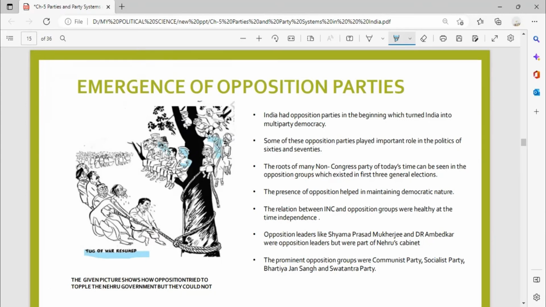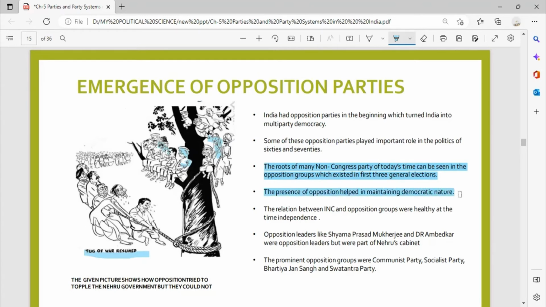So the given picture shows how opposition parties tried to topple the Nehru government, but they could not because it was very strong. So, emergence of opposition parties. India had opposition parties in the beginning, which turned India into a multi-party democracy. And that's why we say India has had a multi-party democracy ever since the beginning. Some of these opposition parties played an important role in the politics of the 60s and 70s. The roots of many non-Congress parties of today's time can be seen in the opposition groups which existed in the first three general elections. The presence of opposition helped in maintaining the democratic nature.